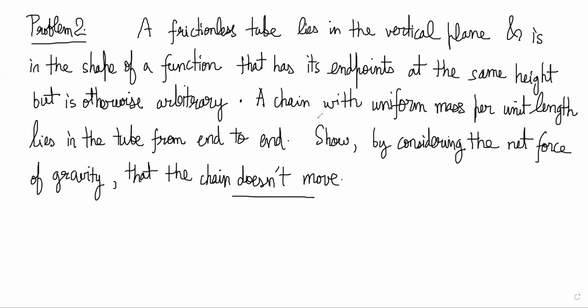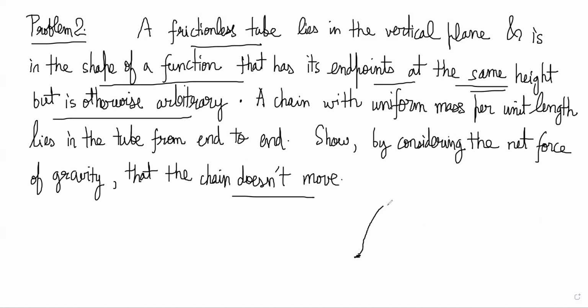So now what is this tube? There is a frictionless tube that lies in the vertical plane. And the only thing special about the tube is that it is in the shape of a function whose endpoints are at the same height, but is otherwise arbitrary. So it's like a random tube shape, a random function whose endpoints are at the same height. This height or this y value is the same. Both the ends are at the same height. The function is arbitrary, so I've drawn a random graph, right?